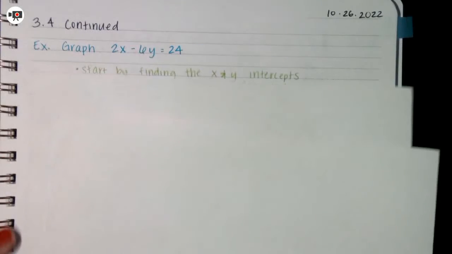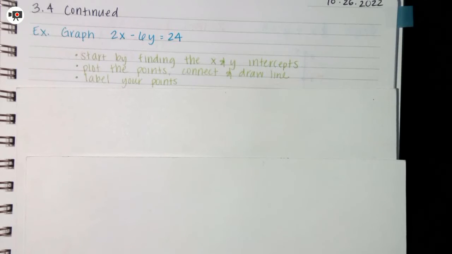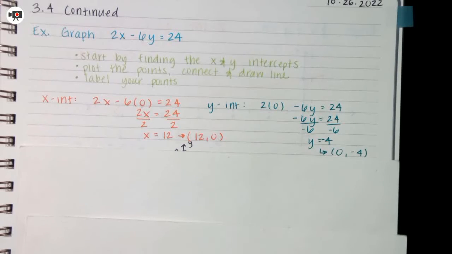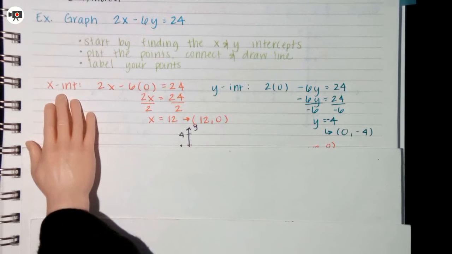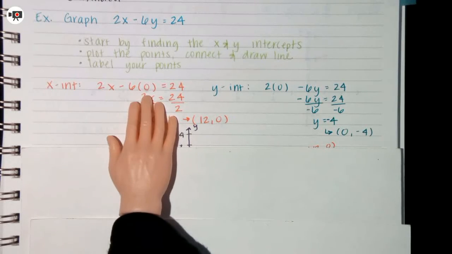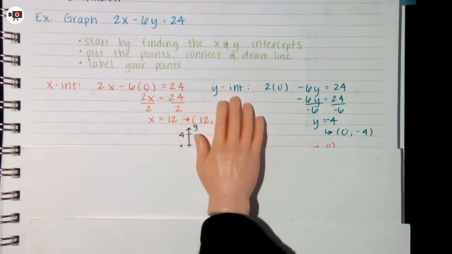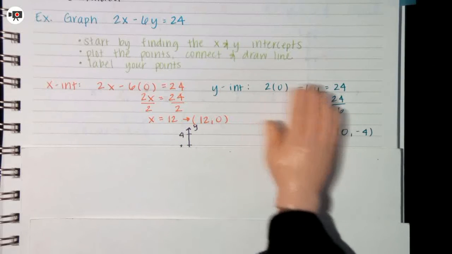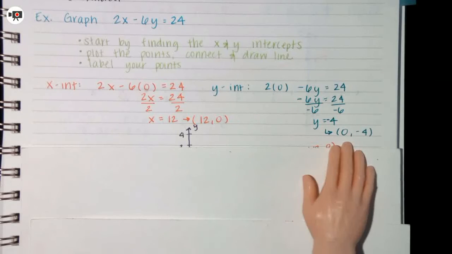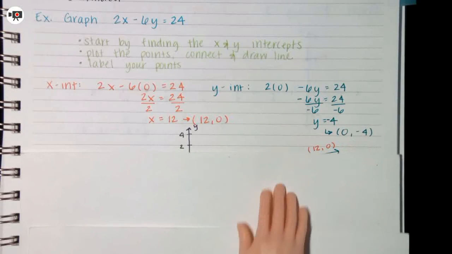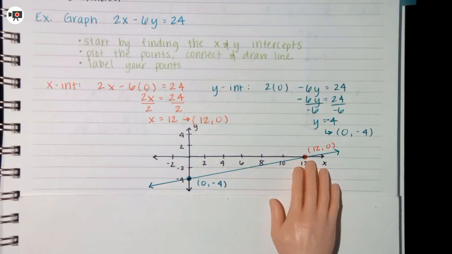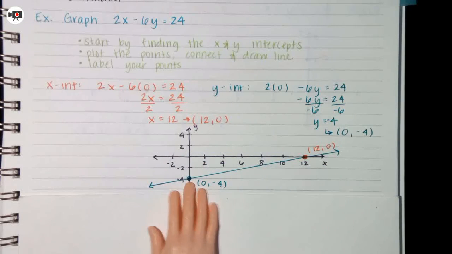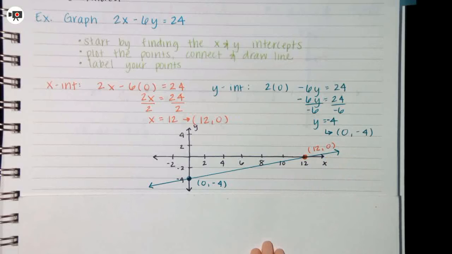Continuing on, if we graph 2x minus 6y equals 24, remember to graph, you start by finding the x and y intercepts, plot the points, connect, and draw a line, and label your points. So to find your intercepts, for the x-intercept, keep the x, and y is 0. Solve for x. For the y-intercept, keep the y, x is 0, and solve for y. I have my 2 points, plot them, so to the right 12, up 0, and down to negative 4, side to side 0, and connect with a line.